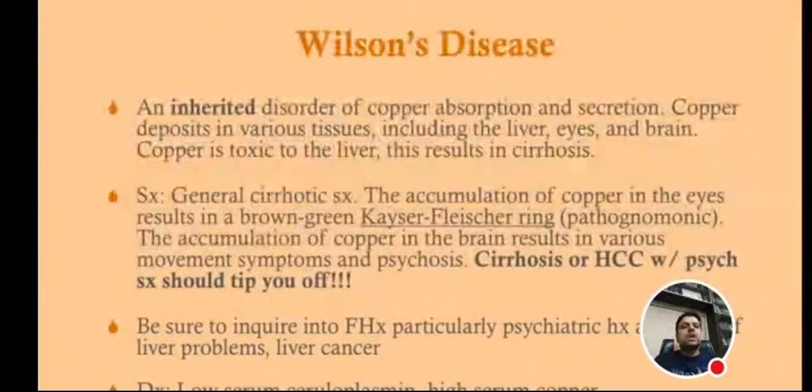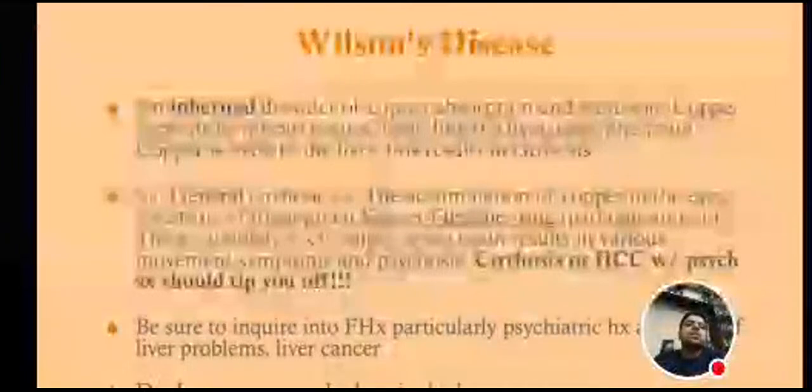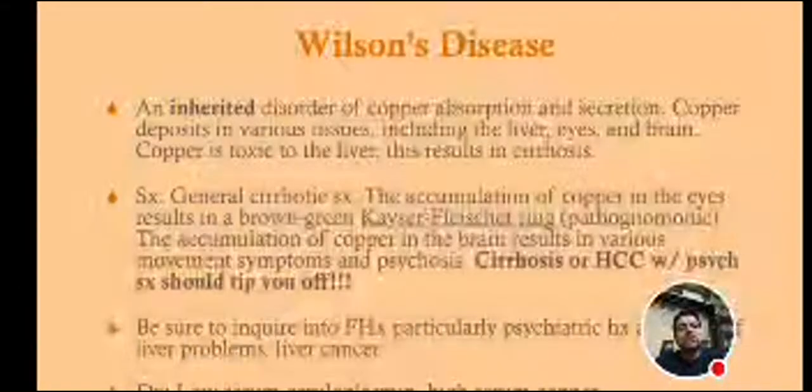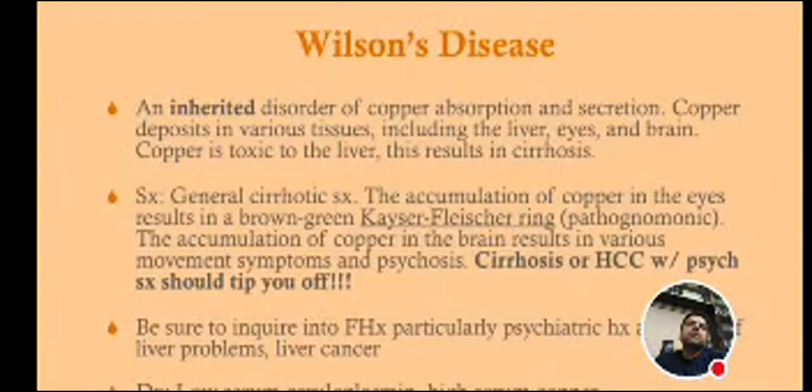copper absorption and secretion. In Wilson disease, we find an inherited disorder of copper absorption and secretion. Copper deposits in various tissues including the liver, eye and brain.